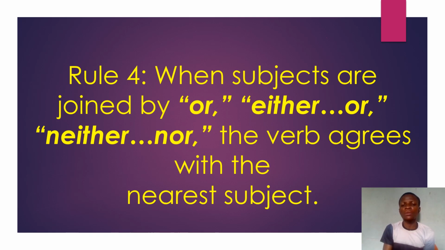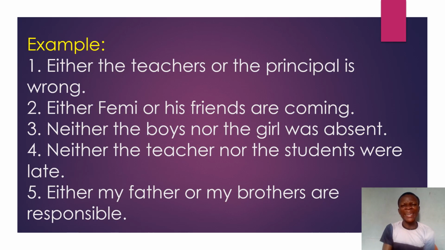In the course of the introduction to this subject, we talked about proximity concord. This is an example of proximity. So let's now check the examples. Example 1: Either the teachers or the principal is wrong, as it agrees with the nearest subject.